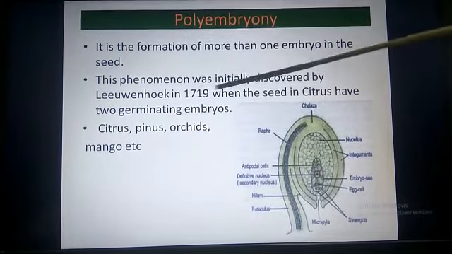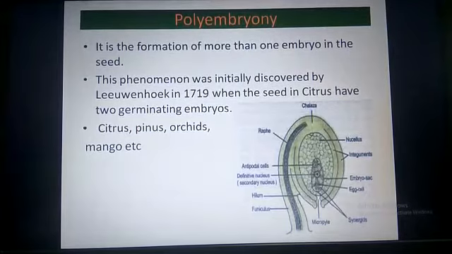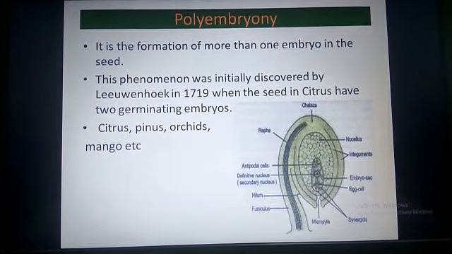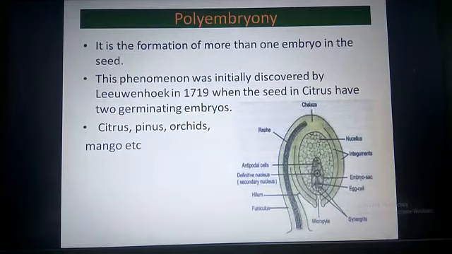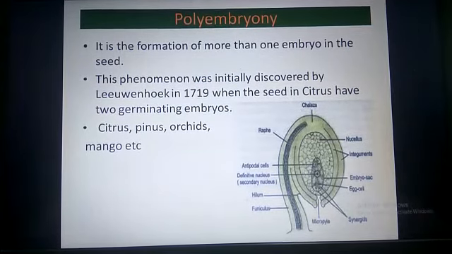This phenomenon was initially discovered by Leeuwenhoek in 1719, when a seed of citrus was found to have two germinating embryos. Citrus, pinus, orchid and mango plants usually show this phenomenon.